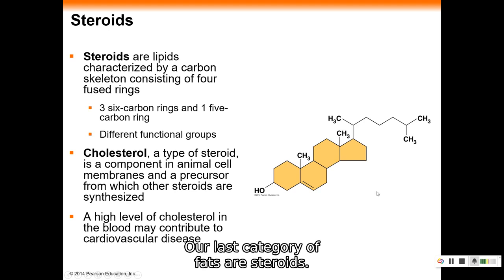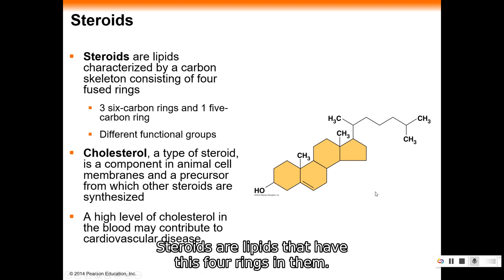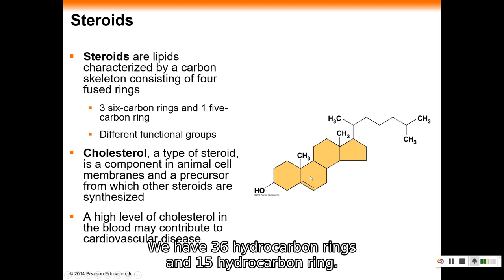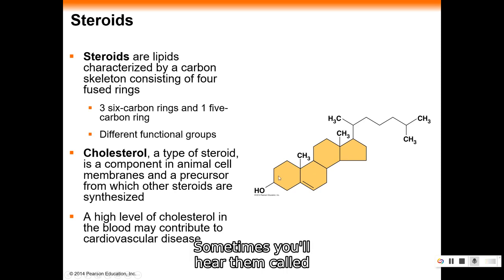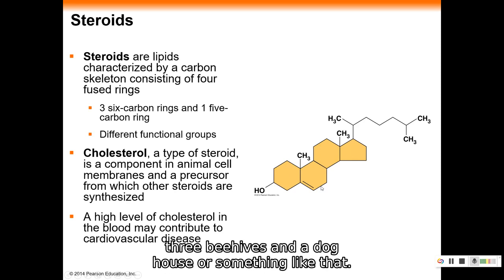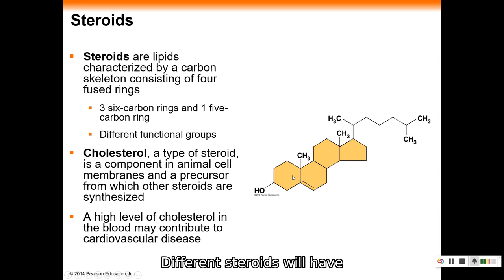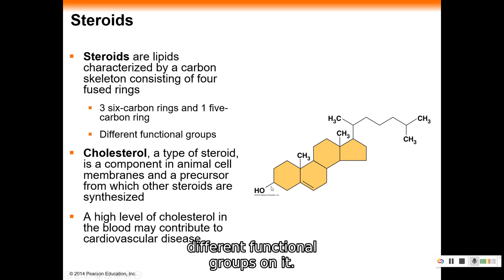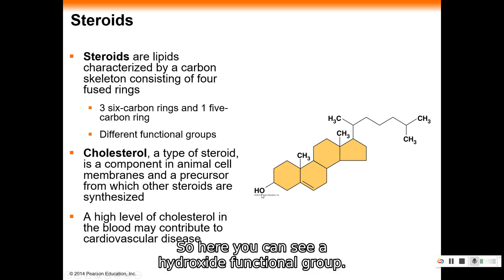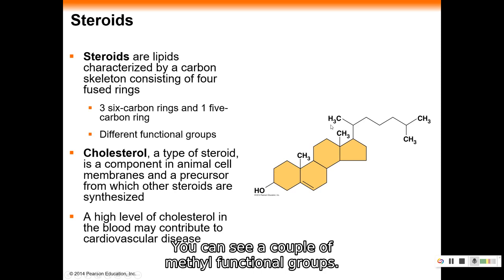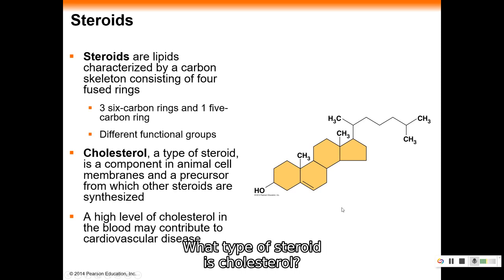Okay, our last category of fats are steroids. Steroids are lipids that have these four rings in them. We have three six-hydrocarbon rings and one five-hydrocarbon ring. Sometimes you'll hear them called three beehives and a doghouse or something like that. Different steroids will have different functional groups on them. So here you can see a hydroxide functional group. You can see a couple of methyl functional groups.